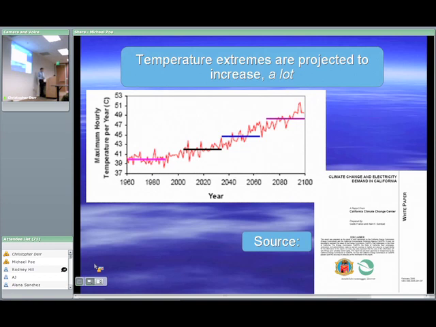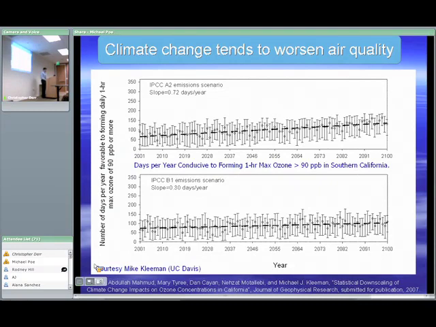So this is not a particularly good graph, but it shows projected extremes of temperature going up, up, up. And again, we haven't seen this actually in the record, but I do think it will happen.